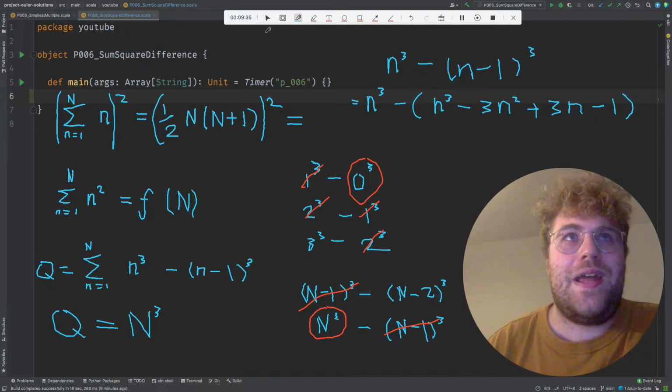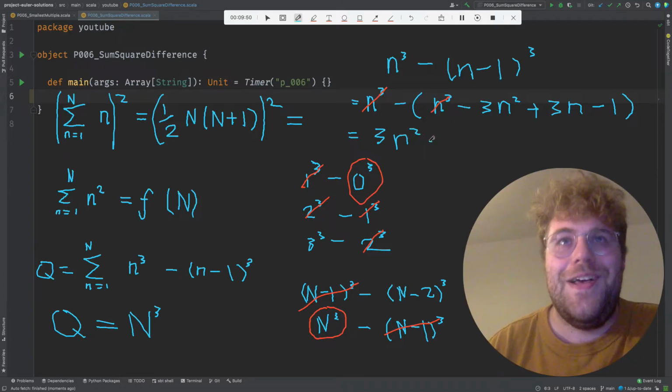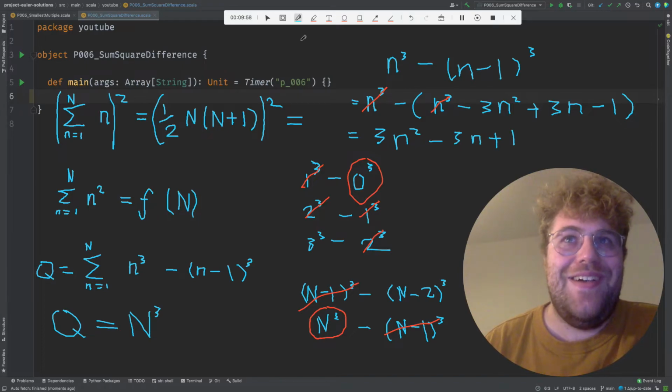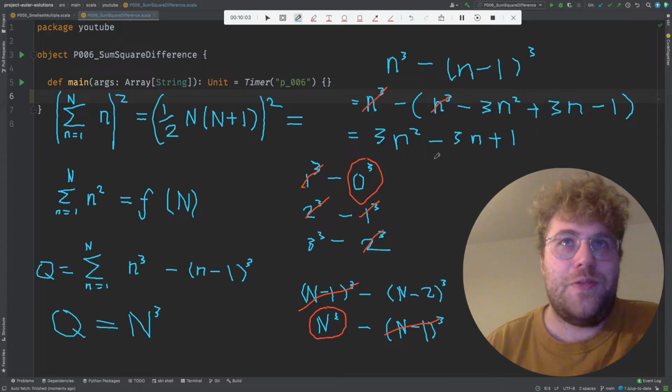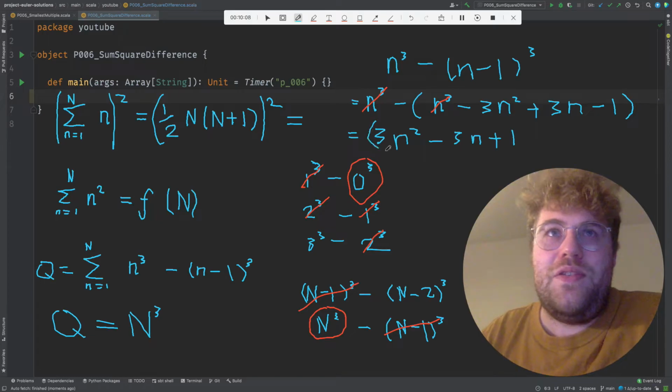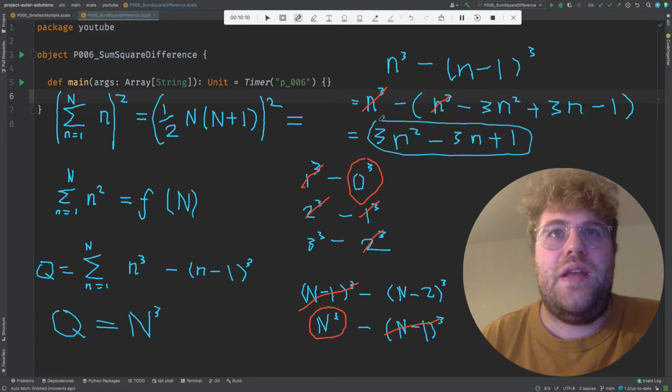And what's going to happen here is, as usual, these guys are going to cancel each other out, and we'll just be left with 3n squared, and let's get this right, so minuses cancel, minus 3n plus 1. I might have to start erasing some stuff because I'm running out of space here. But essentially, this Q is now also equal to the sum from n equals 1 to capital N of this 3n squared minus 3n plus 1.